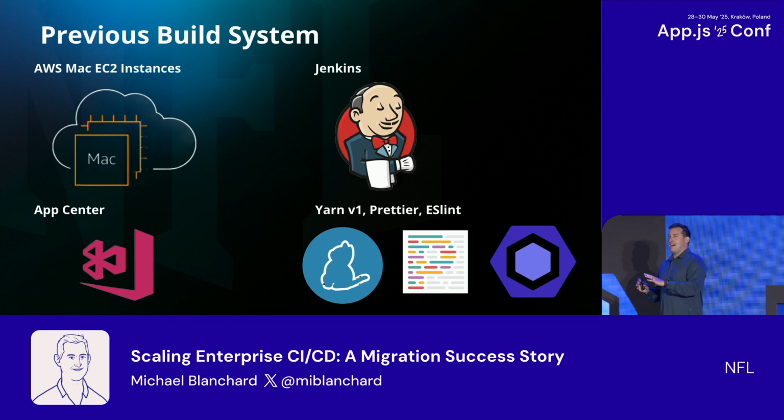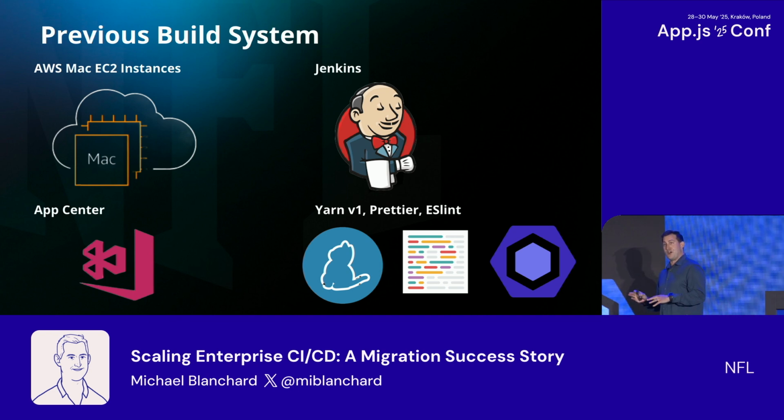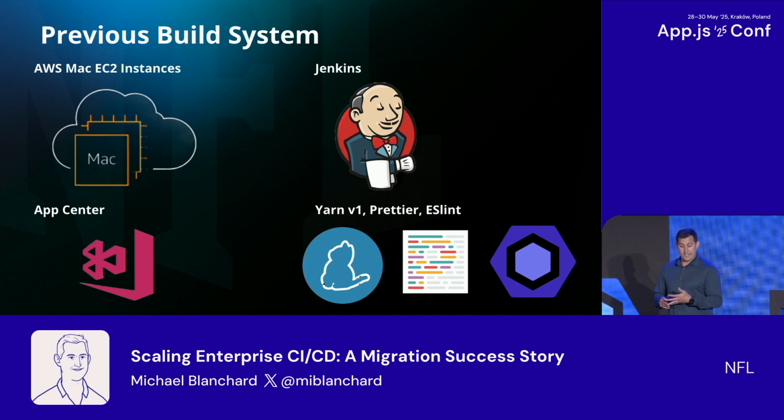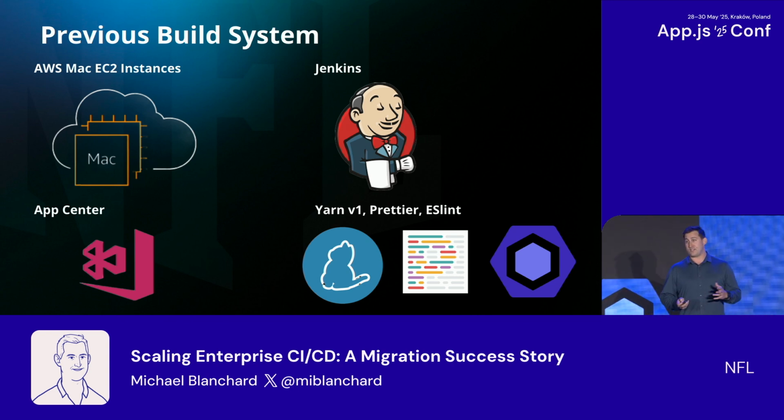Jenkins was a little bit more opaque to us in how all of it worked. We used App Center to distribute. We didn't use that for any of our build systems, but we used it to distribute across all of our internal and external testers. And then, like so many folks in the JavaScript ecosystem, we used Yarn as our package manager, ESLint, and Prettier to really round out the whole core of that developer experience.